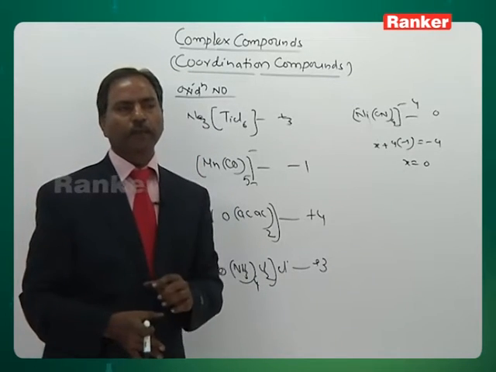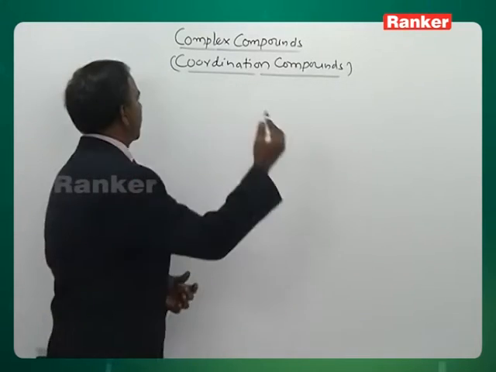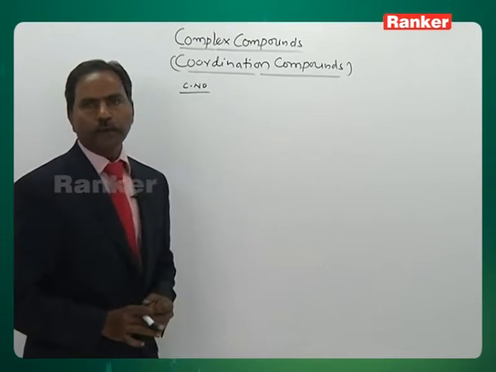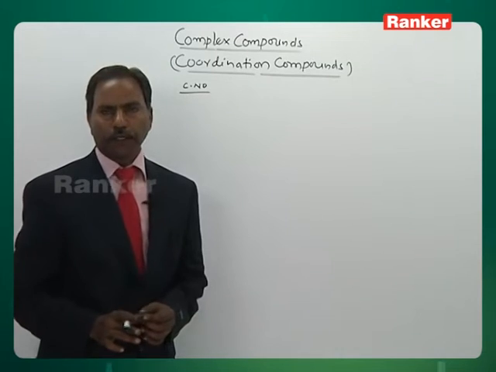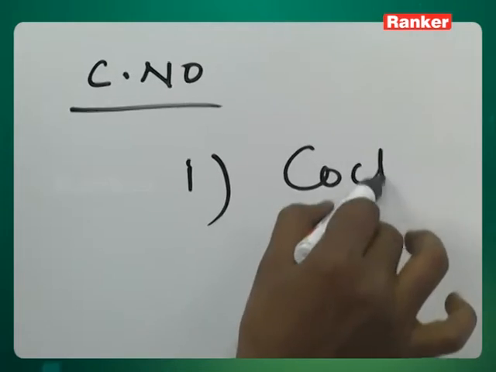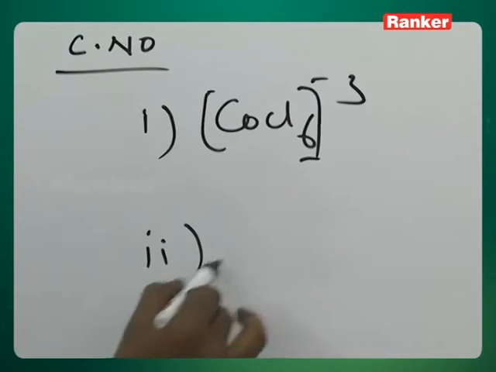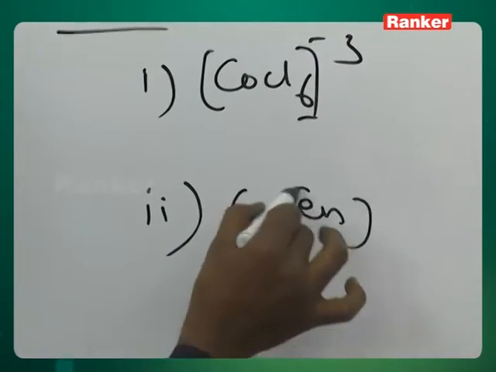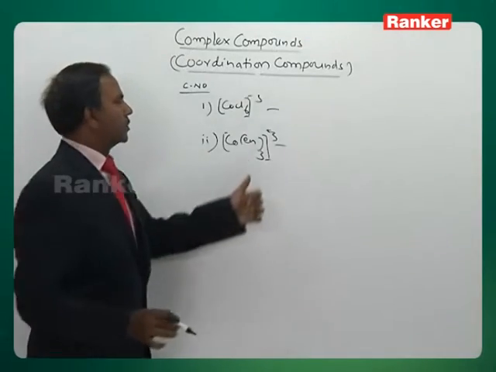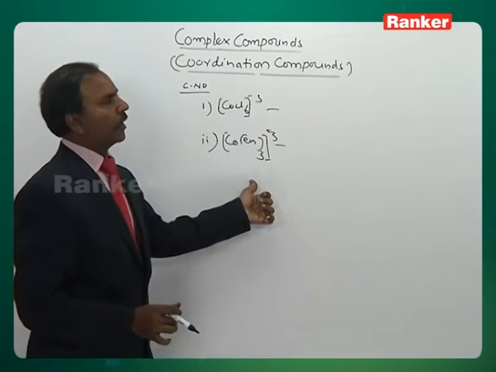I will explain what is coordination number, how to identify the coordination number of a given complex. See next one, coordination number. So ligands, oxidation number. Next concept is what? Coordination number. See, suppose you are given two complexes. First one CoCl6 3-, and second one is Co(en) taken thrice 3+. So one is cobalt hexachloride, second one is what? Tris ethylenediamine complex.